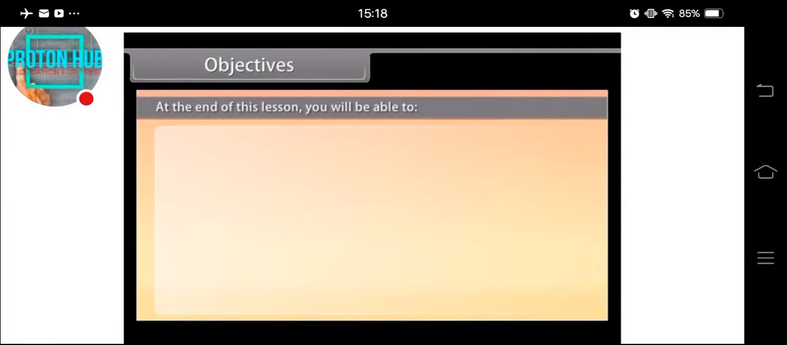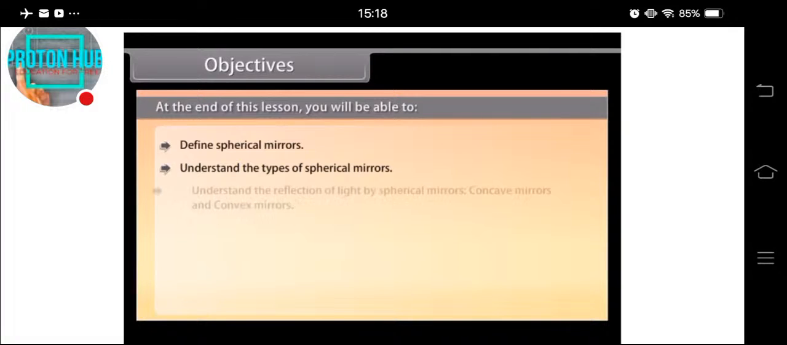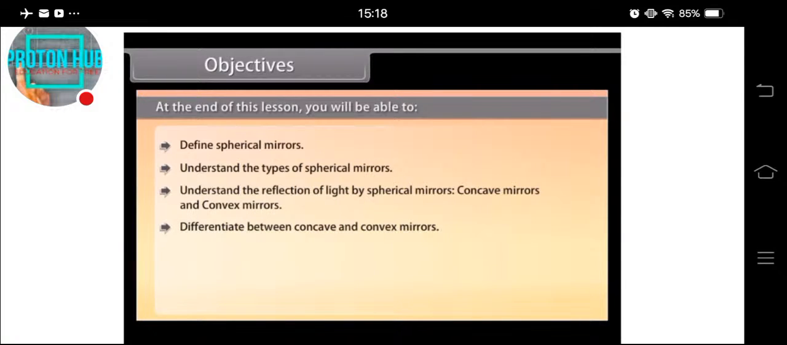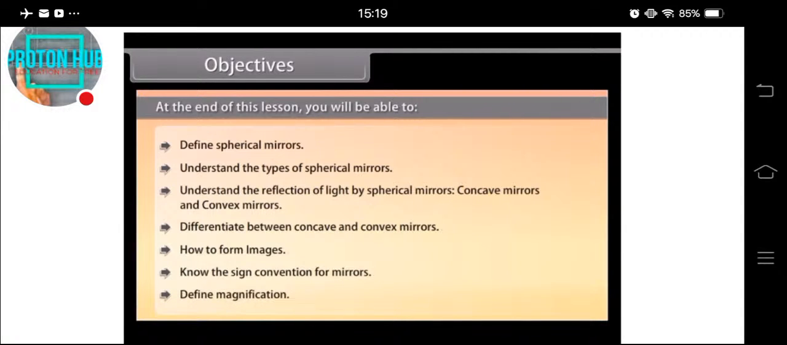Objectives. At the end of this lesson, you'll be able to define spherical mirrors, understand the types of spherical mirrors, understand the reflection of light by spherical mirrors, concave mirrors and convex mirrors, differentiate between concave and convex mirrors, how to form images, know the sign convention for mirrors, define magnification.